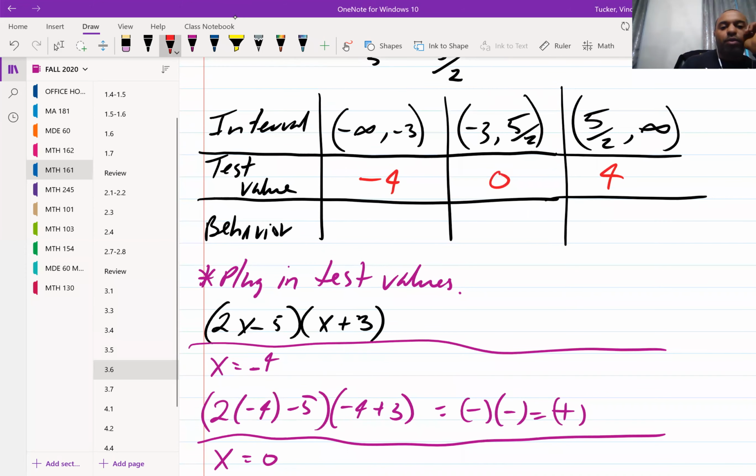So plug in negative 4 where x is. 2 times negative 4 minus 5, and then negative 4 plus 3. So notice what I did right here. I didn't put any numbers because I don't need the numbers. I just need to know, is it going to be positive or negative? So these numbers could be anything for you. You just want to know, are you going to get a positive or negative result? And so when you do that work, you get negative times negative from each parenthesis. So that would be positive.